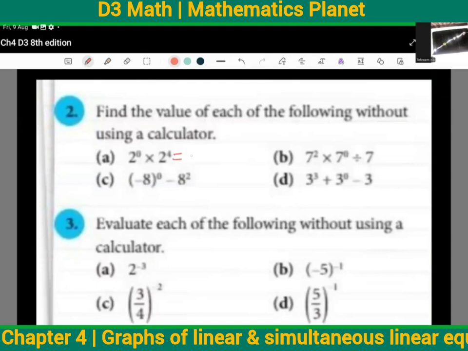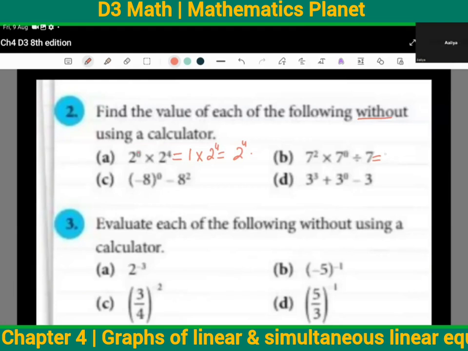Whose turn? Yes, Mohanna. Yes, Daniel. 2 to the power 0 is 1. Multiply by 2 to the power 4. So you will get 2 to the power 4. No need to multiply because it's without a calculator. Okay. Yes, next, Alia.